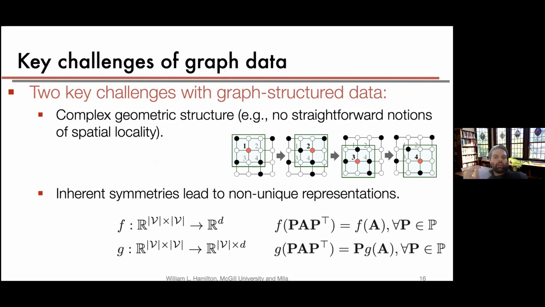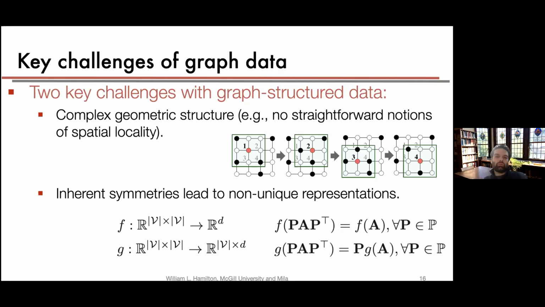So when we're looking at graphs, there's no straightforward notion of things like spatial locality. When you're talking about doing a convolution on images, we can really think of this as moving a patch, shifting it around on this grid. But when we're thinking about general graphs and which nodes are close to other nodes, things can get very wacky, to say the least.